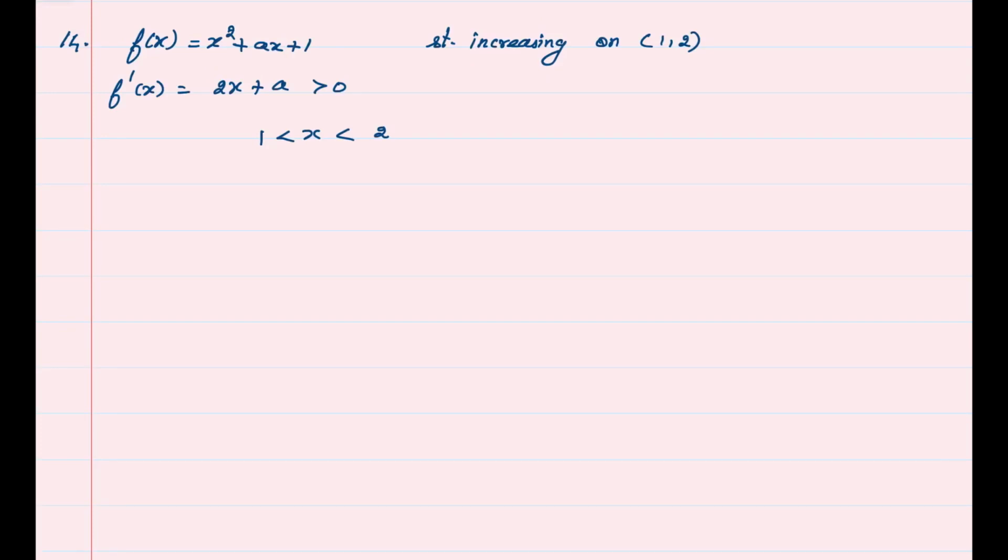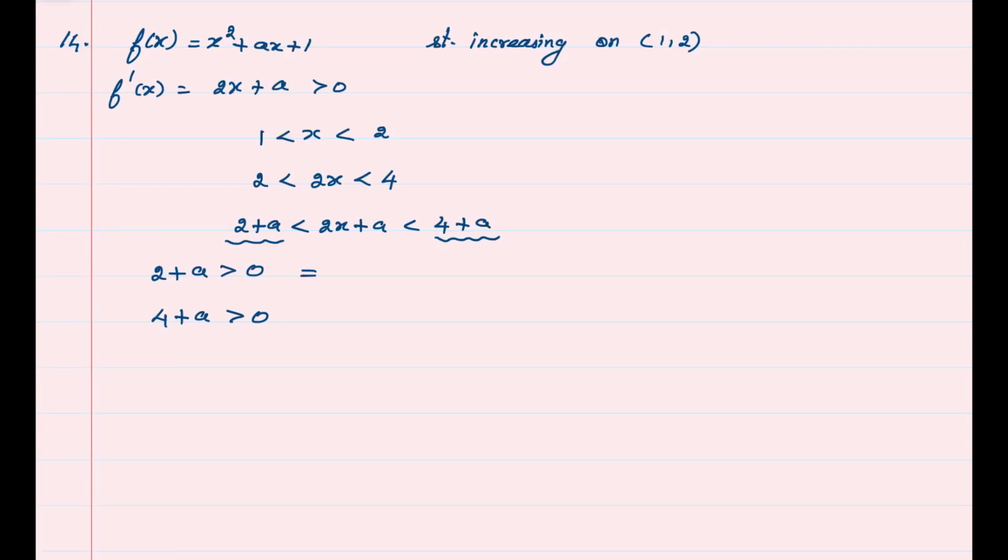Let us multiply the whole inequality by 2. So, 2 times 1 less than 2x less than 2 times 2, which is 4. We will add a throughout. 2 plus a less than 2x plus a less than 4 plus a. For the function to be strictly increasing, these two quantities should be strictly greater than 0. 2 plus a should be greater than 0. 4 plus a also should be greater than 0. From this we get a greater than -2. From this we get a should be greater than -4. The common solution is the final answer.